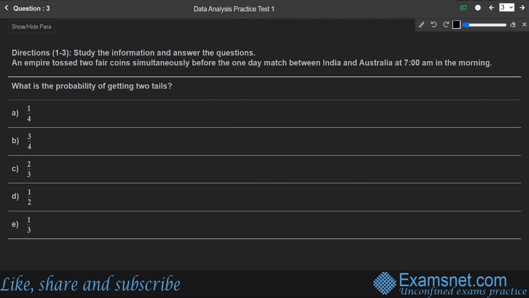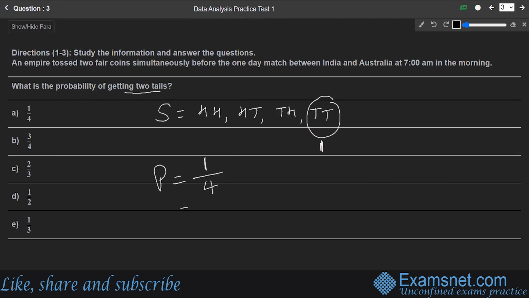Now he says, what is the probability of getting two tails? So we had got a sample space which is head head, head tail, tail head, and tail tail. So getting two tails is possible in one way only. So the favorable case is 1, total cases are 4. So probability is simply 1 by 4, which is available in option number A.